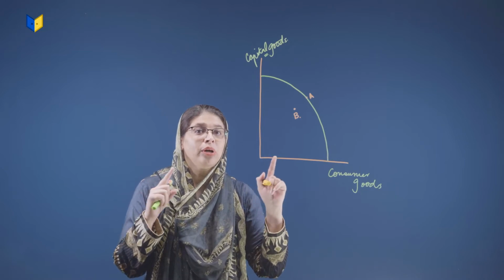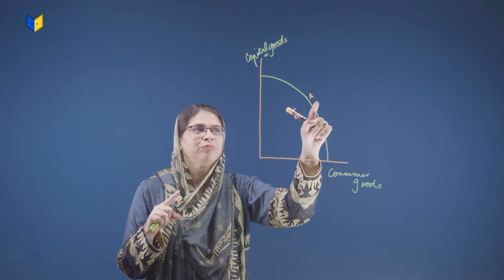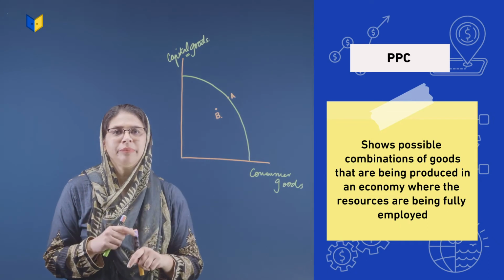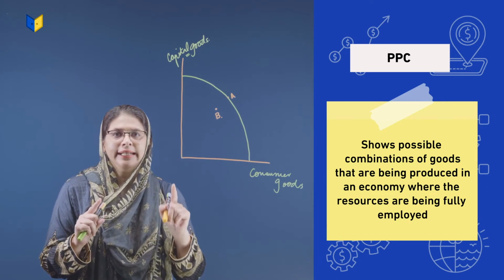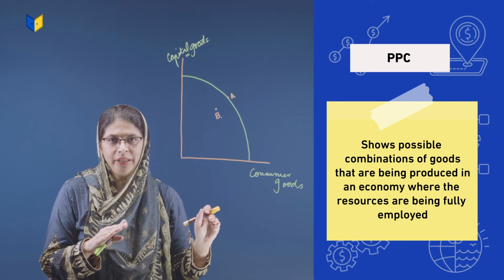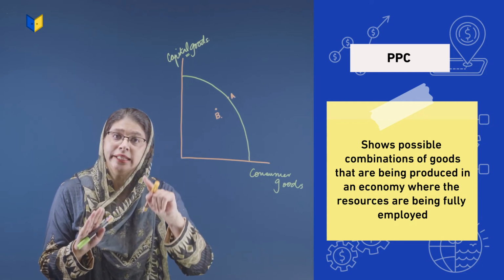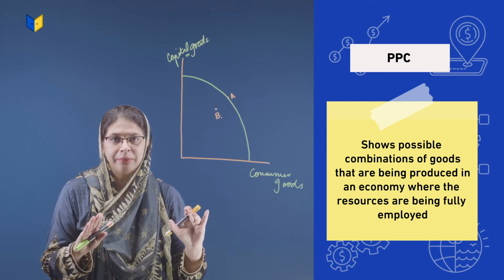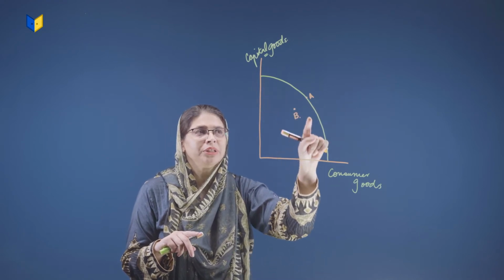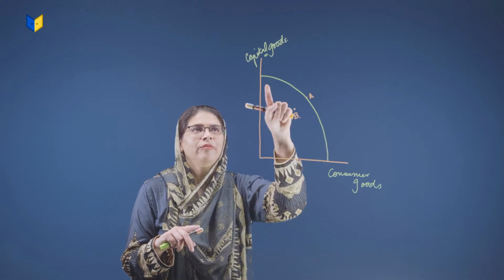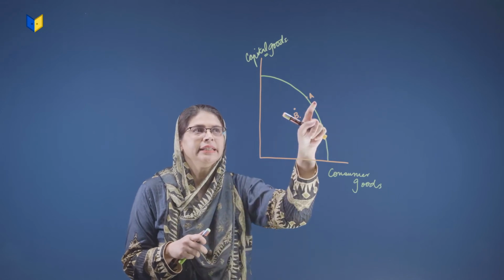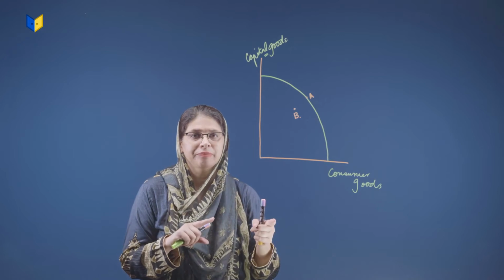The business will be productively efficient at this point A. Why? Because when we discussed this production possibility curve concept, we said that it is the combination of the goods that are being produced in an economy where the resources are being fully utilized, meaning there is no wastage of resources. So at this point A, the maximum utilization of the resources is taking place, where the economy is producing the capital goods and the consumer goods. So here they are productively efficient.